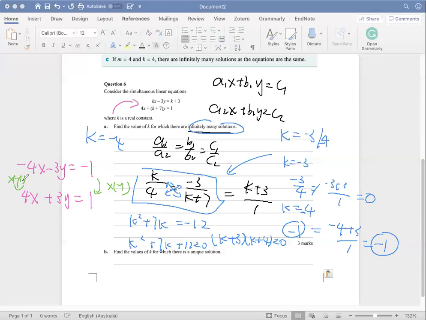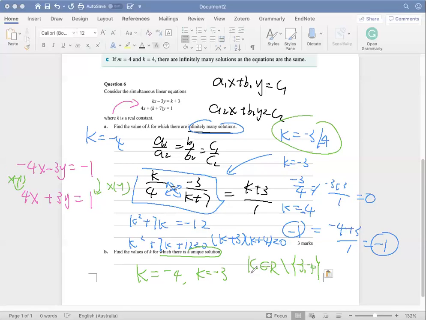Okay, because we did find k equals -3 or k equals -4 for the first case, in this case they ask us about the unique solution. Unique solution means only one solution, right? So we need to get rid of the infinite many solutions, which in this case is k equals -4, and we need to get rid of the parallel case, which is k equals -3. So our final answer could be written like this: k belongs to R, slash, I don't want -3 and -4.